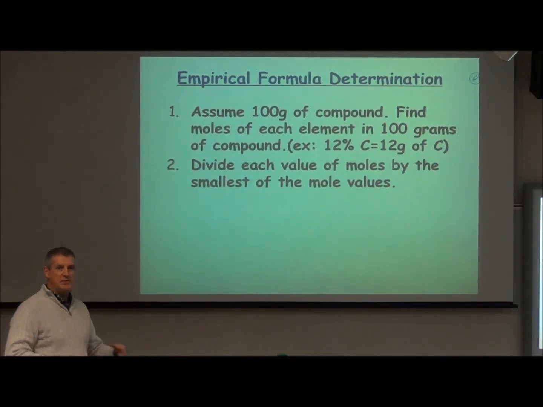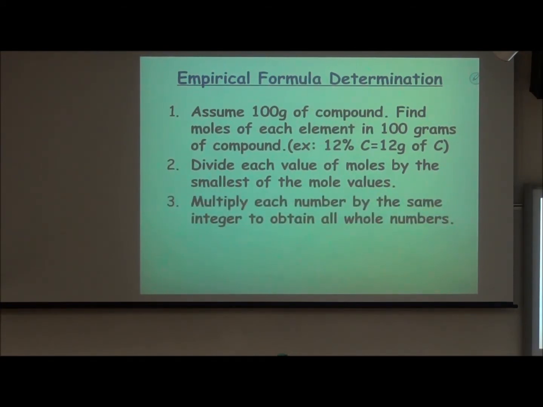Might be 1.5, might be 2, might be 2.25, whatever. We're going to have a bunch of numbers. That's going to be the ratio. But we want to get those into whole numbers. And so we look at those values and figure out, okay, what number can we multiply them all by to get them into whole numbers? And that result is going to give you the subscripts for your empirical formula.